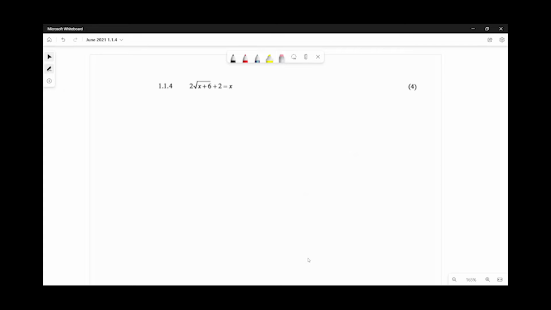Alright, this is question 1.1.4 on the June 2021 exam question paper. It is a third question, a third quadratic question. Our goal here every time is to take this thing and change it so that it looks like something we know. We know ax squared plus bx plus c equals 0. We understand this. We've seen this. But this thing that they gave us here, we don't know this.